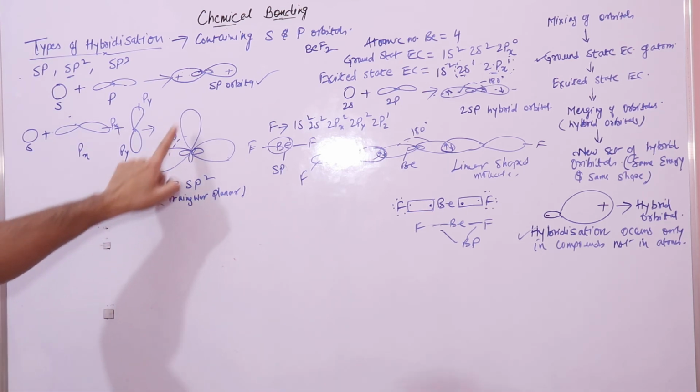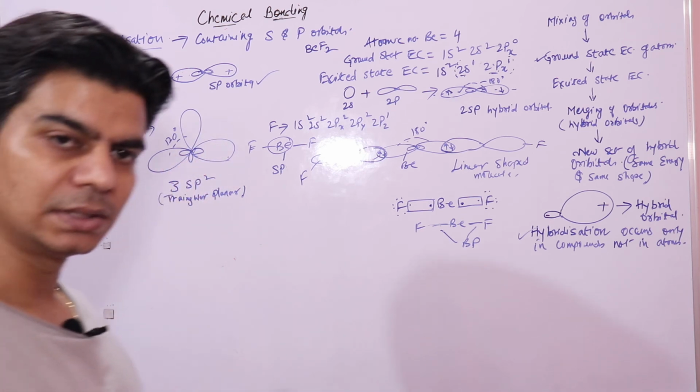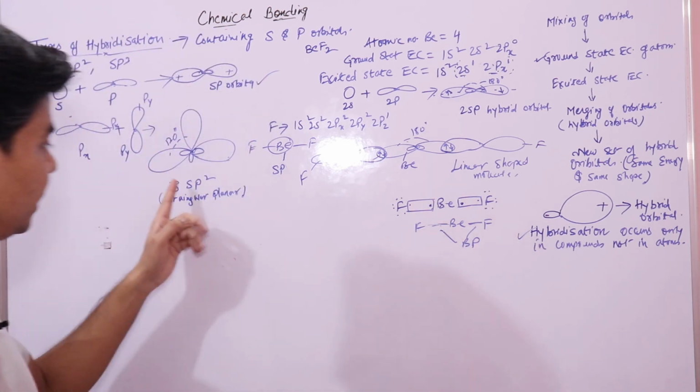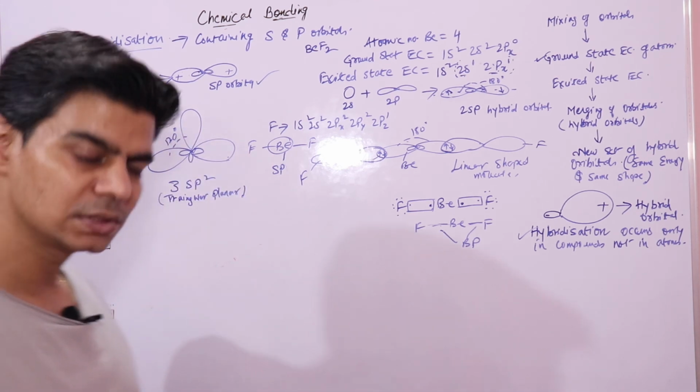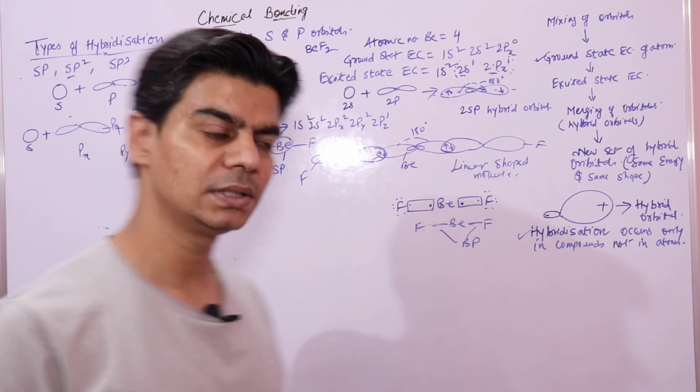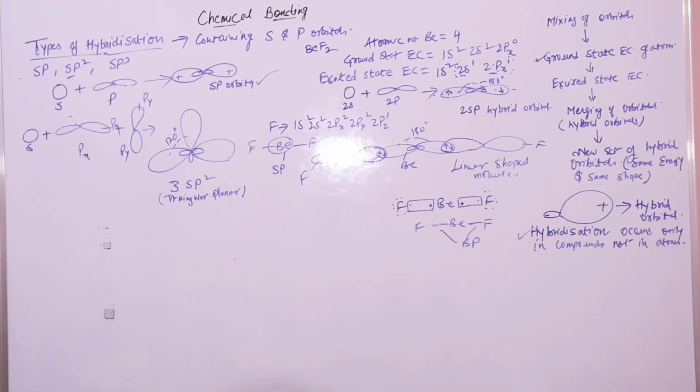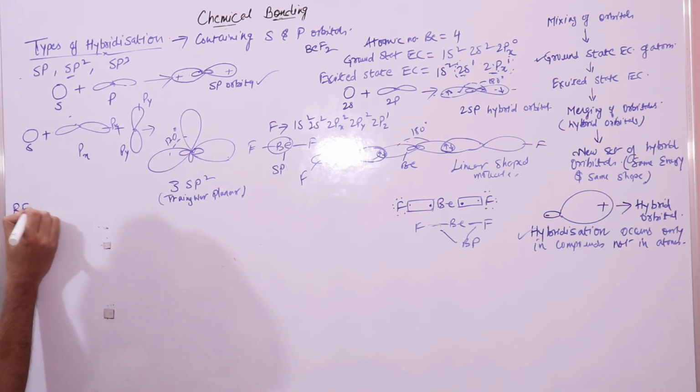So these 3 hybrid orbitals would have the same energy and same shape, right? And the shape is triangular planar. So whenever you have any molecule in which the central atom is sp2 hybridized, then its shape would be triangular planar, right? So let's quickly take an example. We will take the example of boron trifluoride, right? Let's take the example of BF3, right?